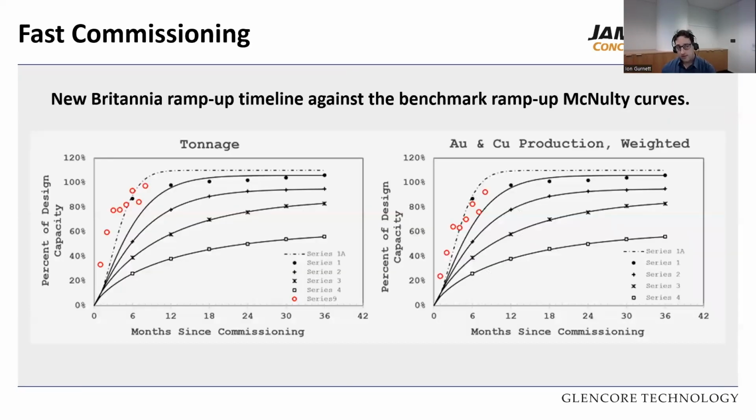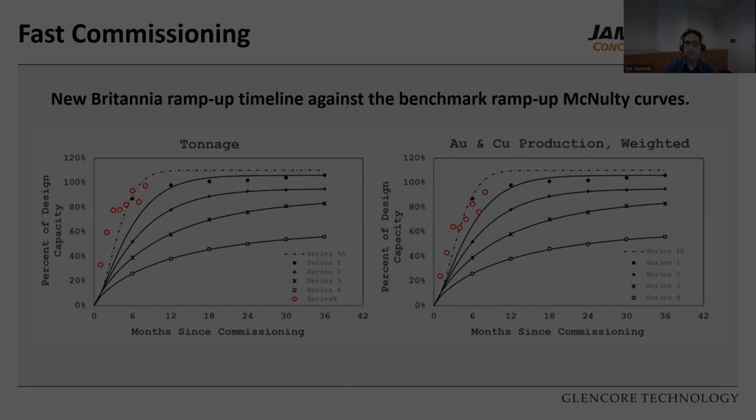The cell itself has probably one of the quickest ramp-up commissionings I've personally seen. It sits on curve 1A for tonnage and copper production and gold and copper production, showing you the flexibility and ease of getting these cells back online in a very accelerated manner.